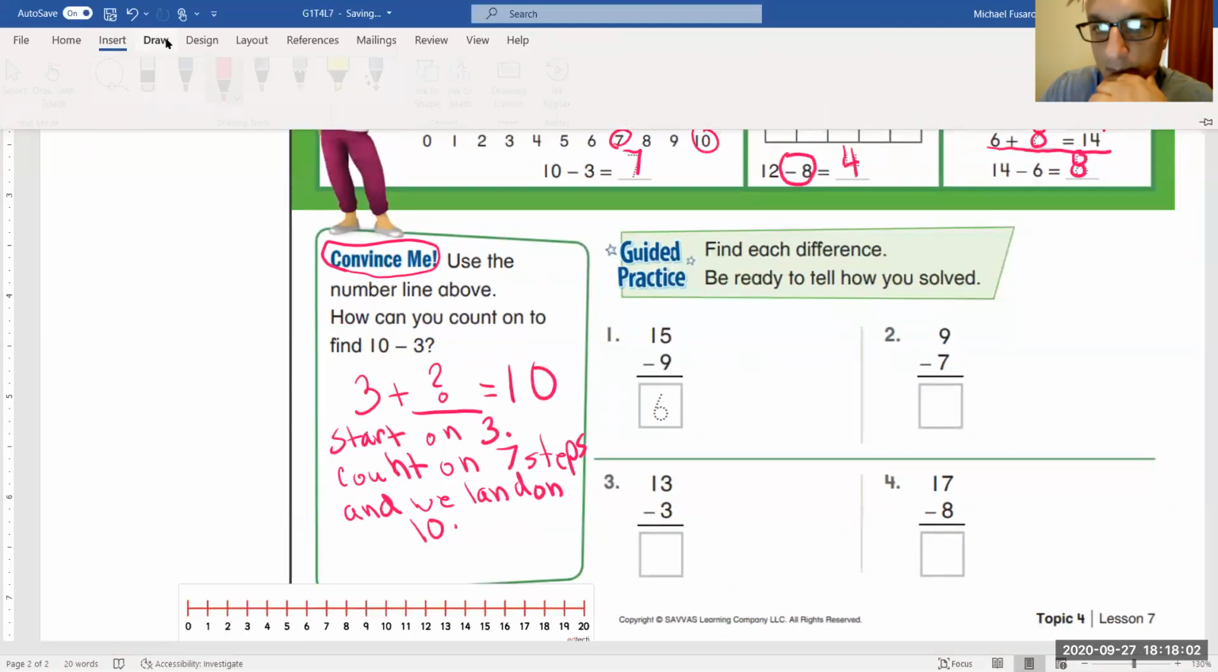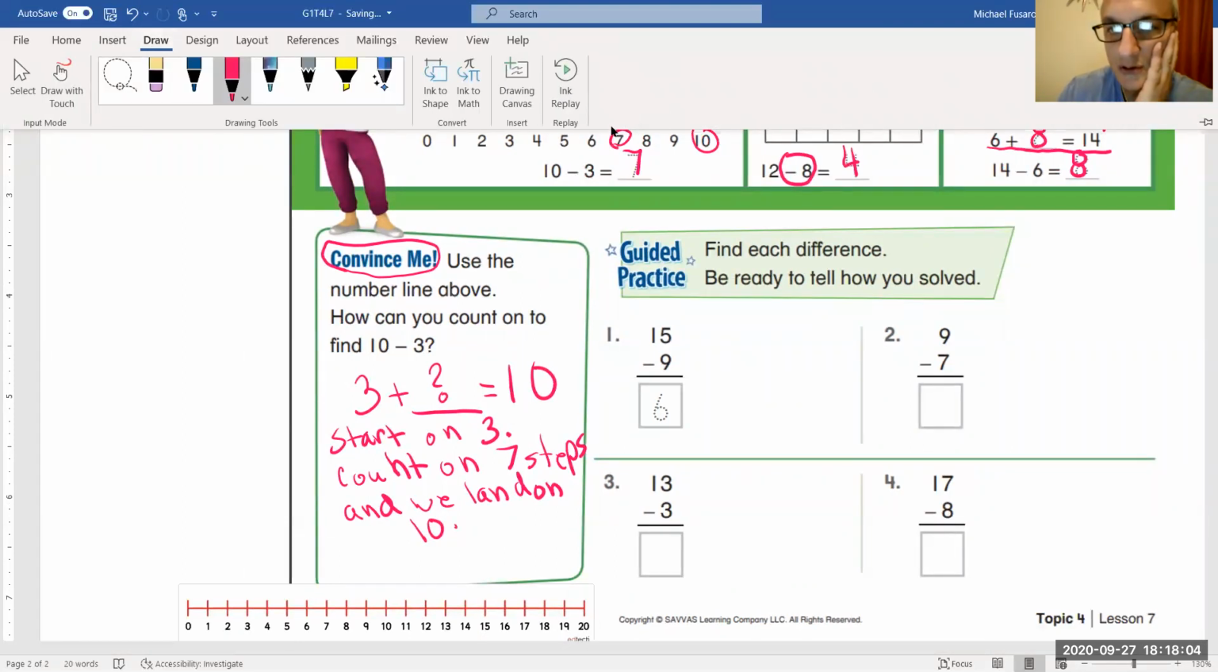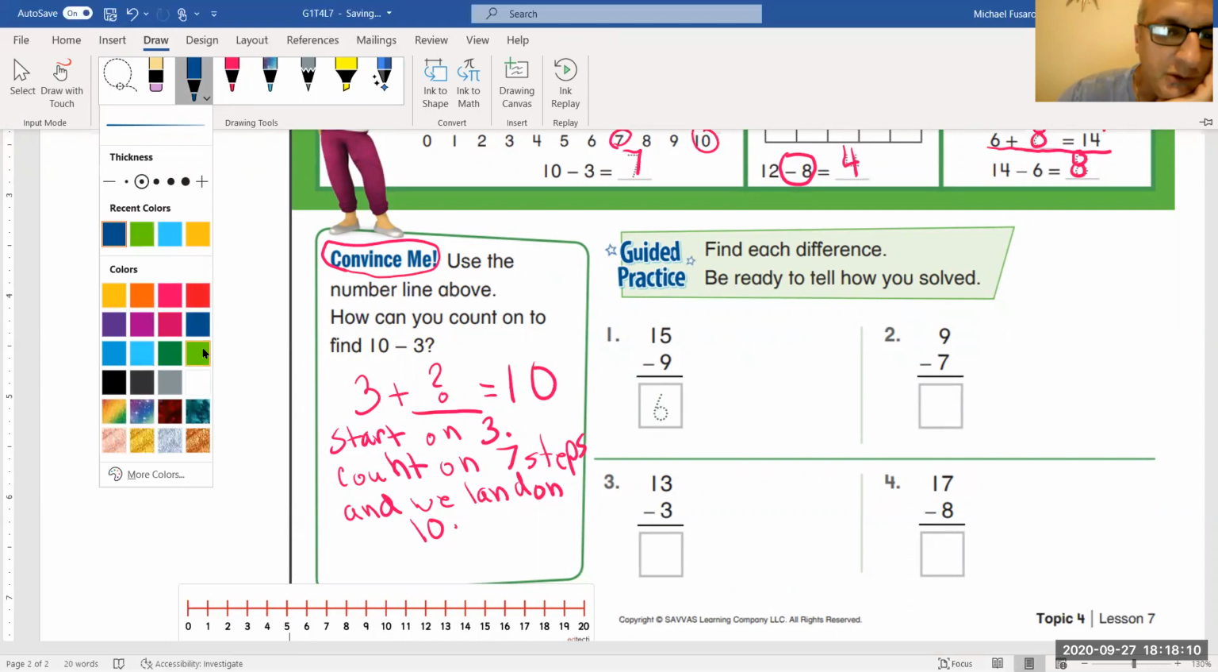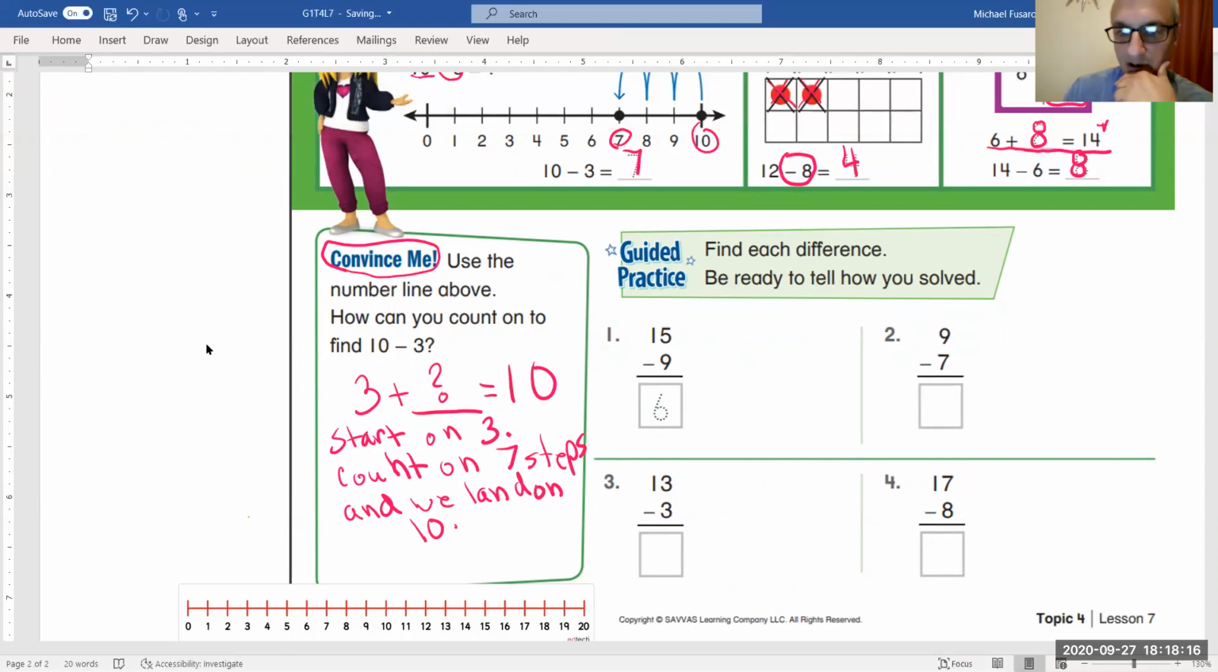Let me change my color. Let's go back to the bright green. Okay, so now we're gonna, what did it say? It said start on 3. So we gotta start on the 3, and we gotta take jumps, and we're gonna stop at what number? 10. So let's see how many jumps it takes.